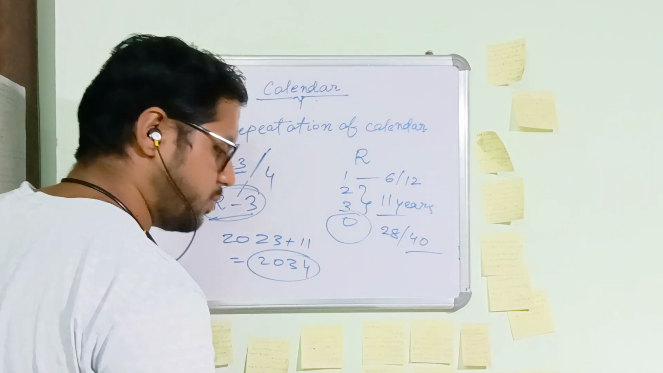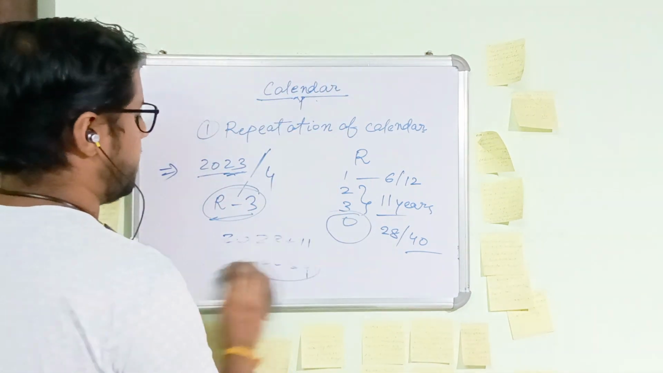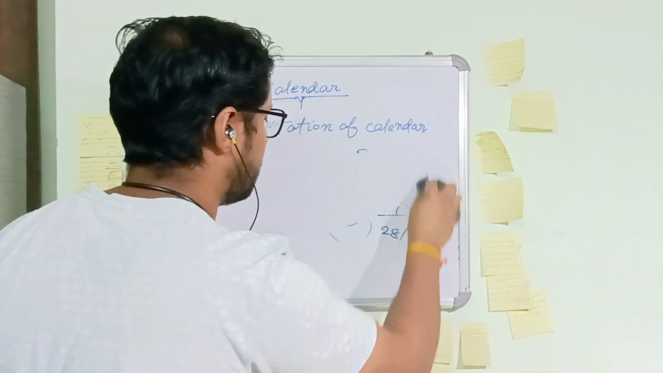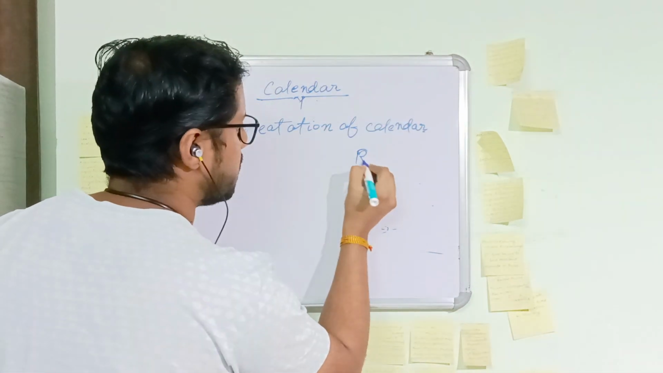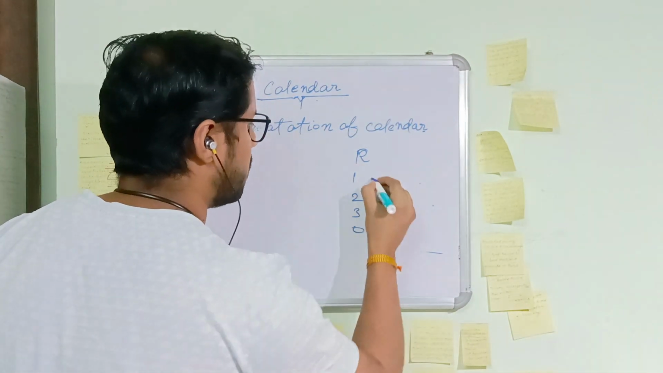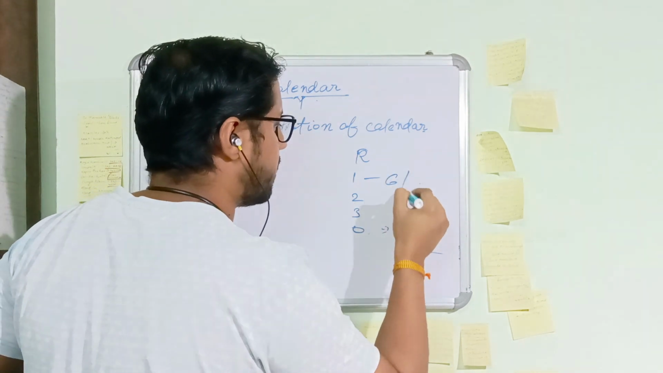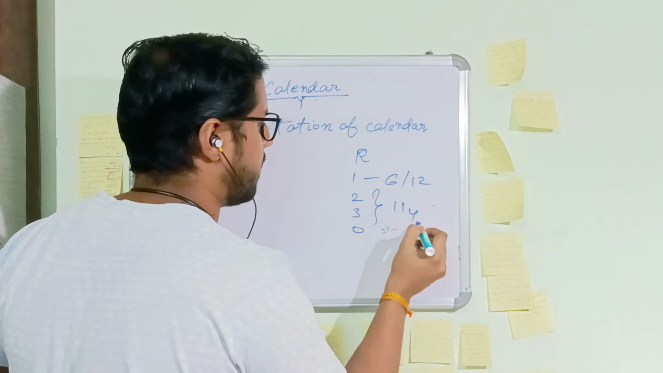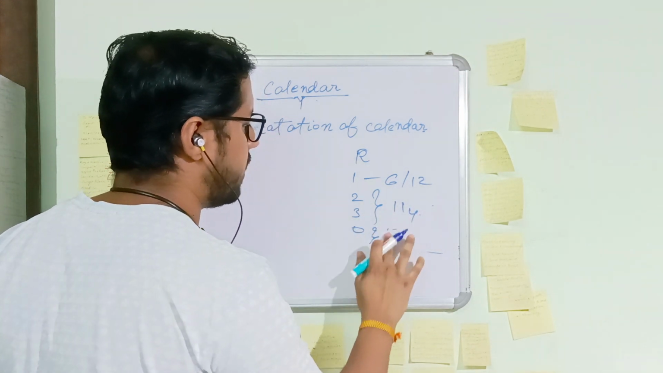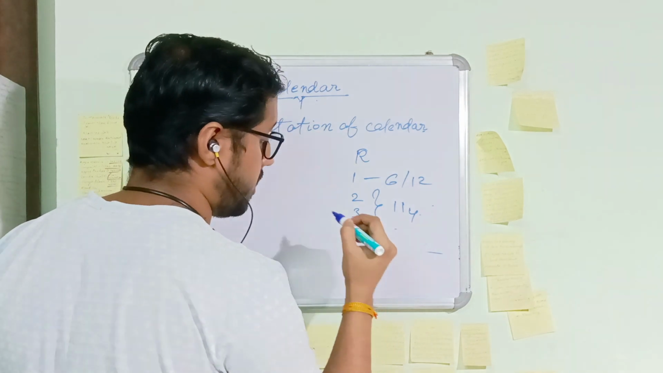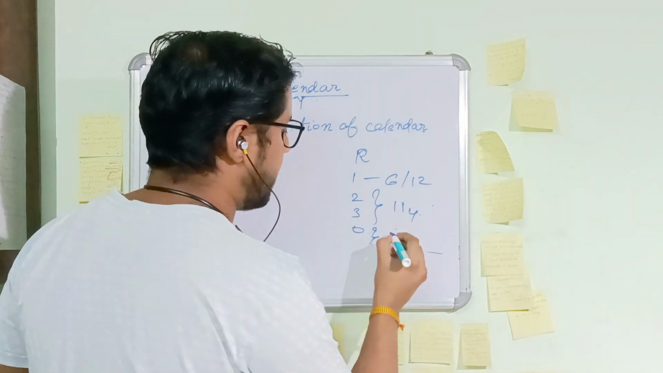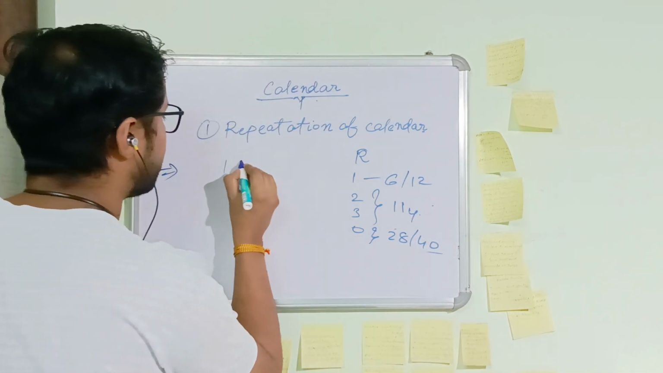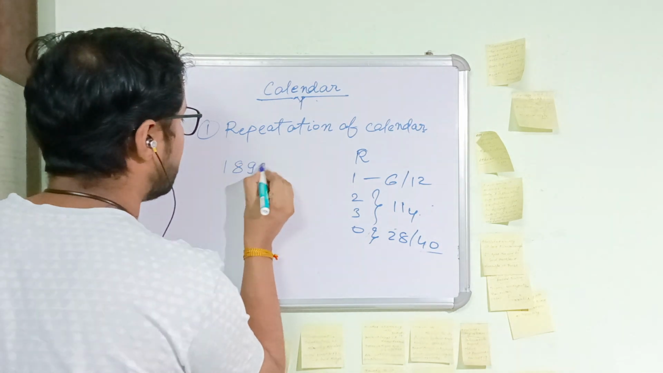Okay, let's take one more example, a leap year which is near to the century. Remainders 1, 2, 3 and 0. When we get 1 as remainder, the year will repeat after 6 or 12 years. When we get 2 or 3 as remainder, the year will repeat after 11 years. And when we get 0 as a remainder, the particular year we are talking about repeats after 28 or 40 years. So we can take the example of 1896.